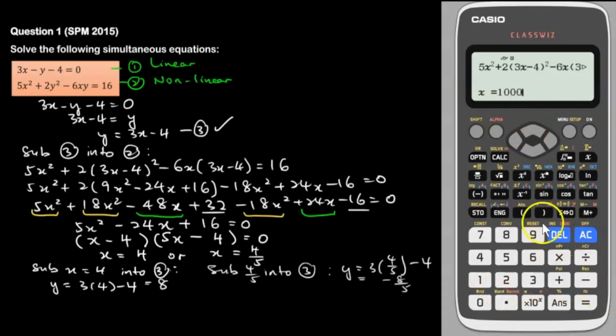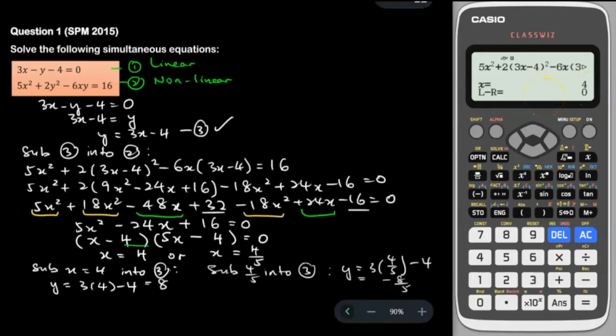and then press equals 2 times. So you see our x value is 4. That will be our first x value. And then we double check here. Our x value just now, this one is what we got. X equals to 4. So it is correct. Now we double check for the second x value.